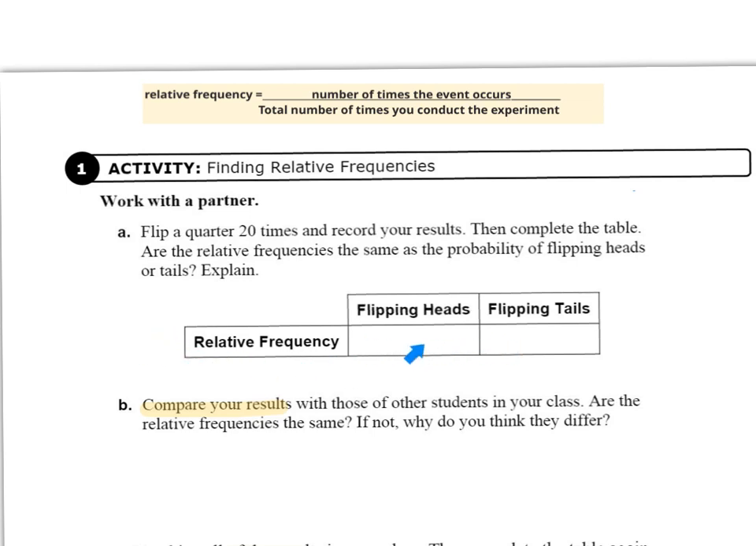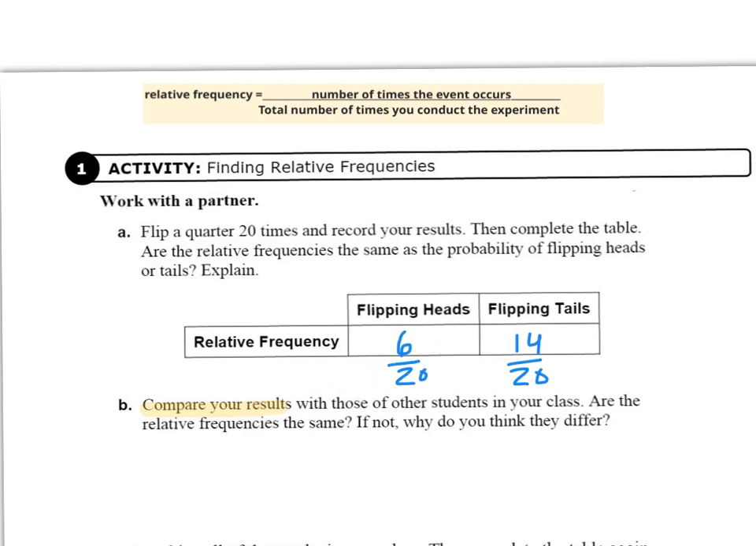And right here, I think you just recorded how many heads and how many tails you had flipped out of the 20 times. I'm going to show you what your relative frequency should have looked like. When I did this experiment, I got 6 heads out of 20 total flips, and I got 14 tails out of 20 total flips. These two things are my relative frequencies, and they look like probability, which they are.